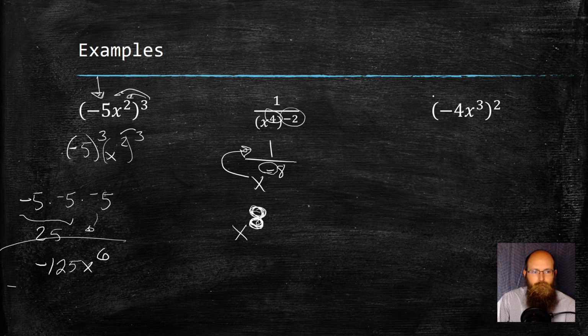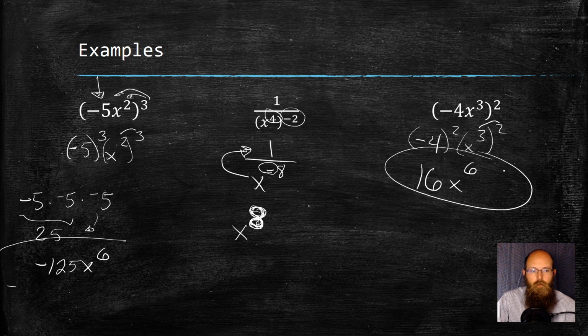Next one. I have a negative 4 that needs to be squared, and I have an x cubed that needs to get squared. Well, negative 4 squared is negative 4 times negative 4, which is 16. X cubed squared, or x cubed times x cubed, or x to the third times that 2 there, right? And that gets me 6. The 3 and the 2 get me a 6.